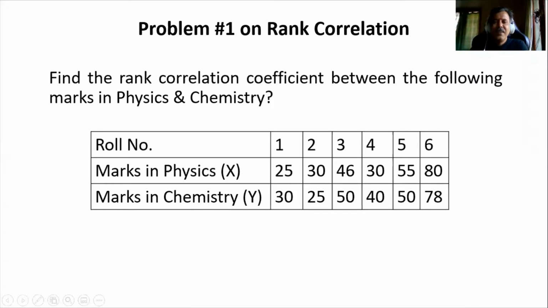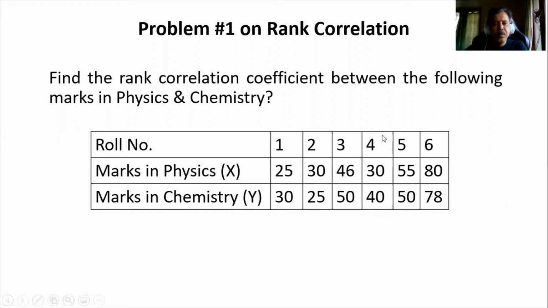Hello everyone. So this is our first problem on rank correlation. The question is: find the rank correlation coefficient between the following marks scored in physics and chemistry for six different students having roll numbers 1 to 6. Marks in physics is considered to be variable x and marks in chemistry is considered to be variable y.